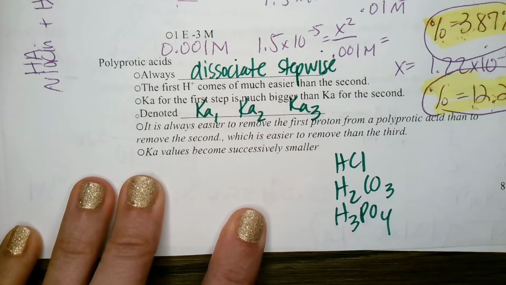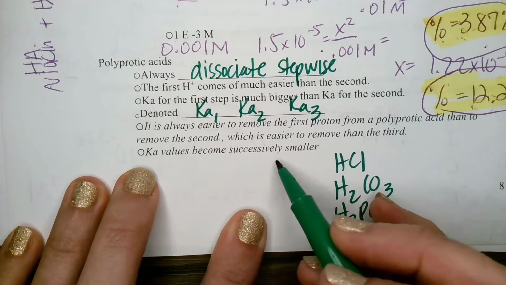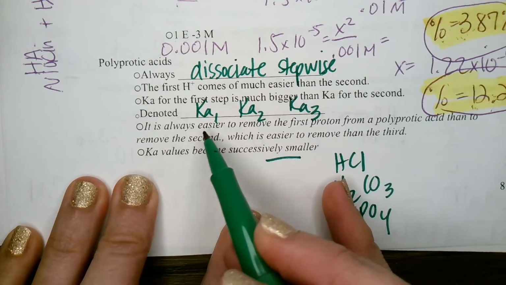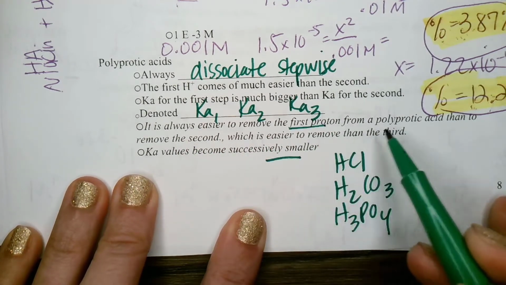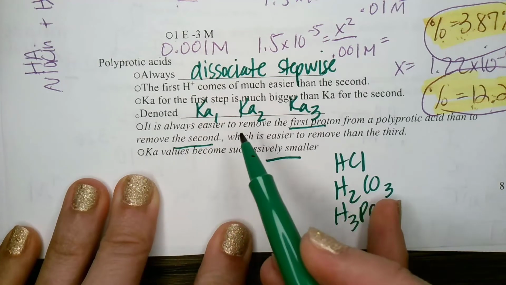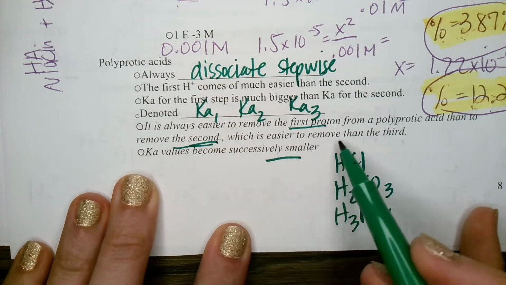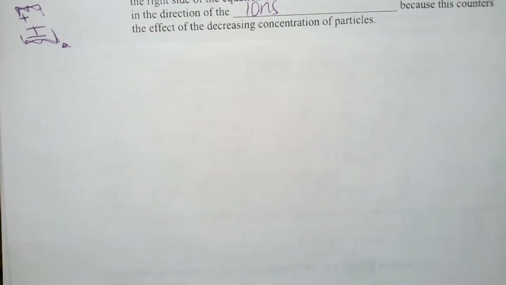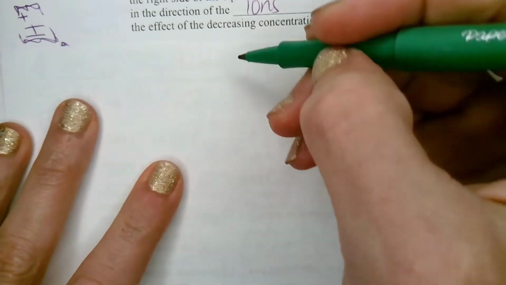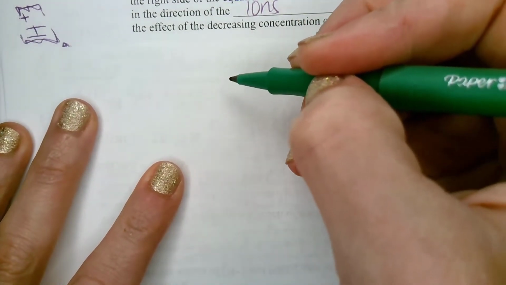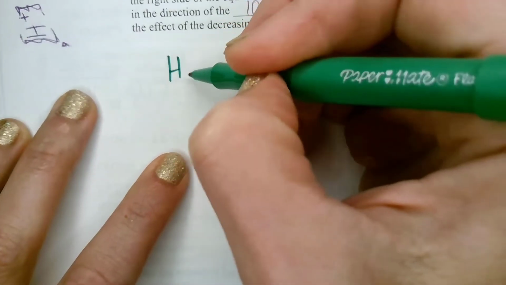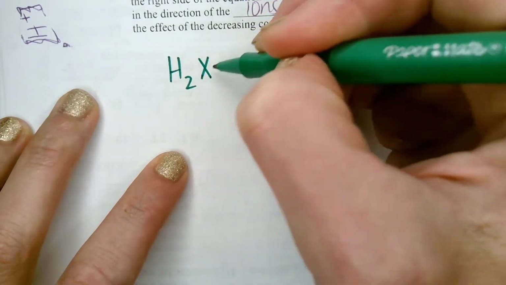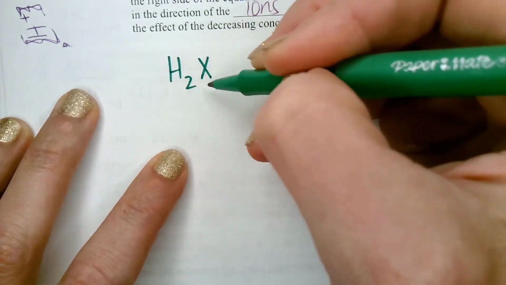So again, the Ka values become successively smaller. Always easier to remove the first than it is to remove the second, and then easier to remove the second than it is to remove the third. So let's look at an example here. Let's say that I have a diprotic acid, and we'll just call it H2X, X signifying whatever the anion is.